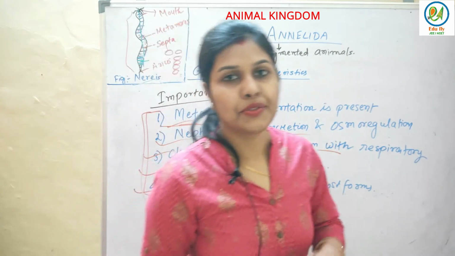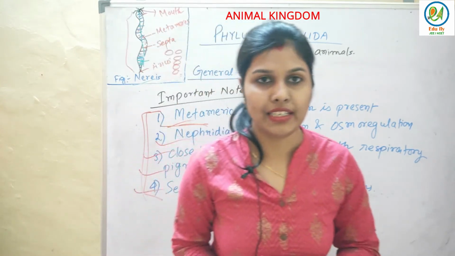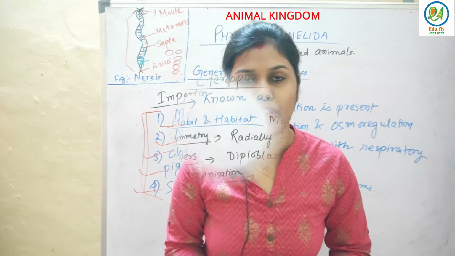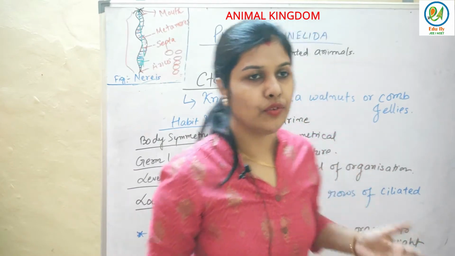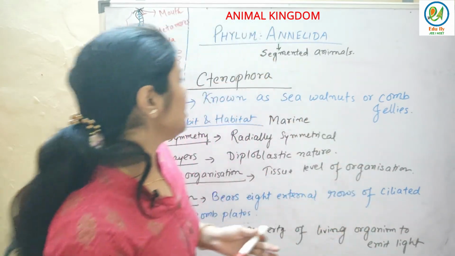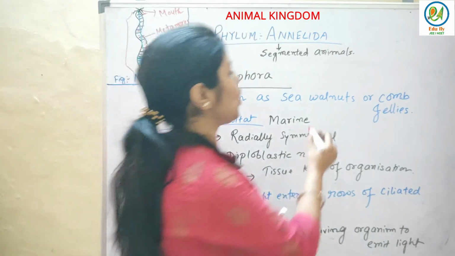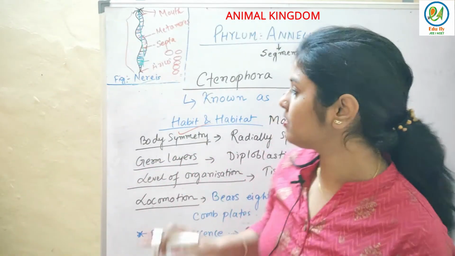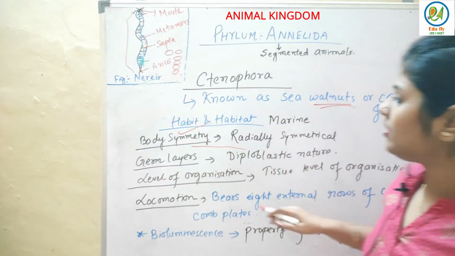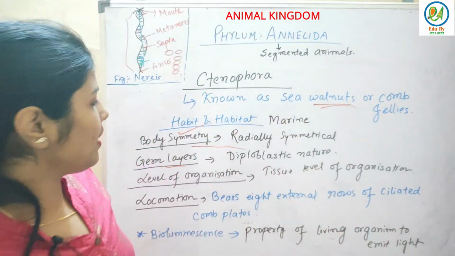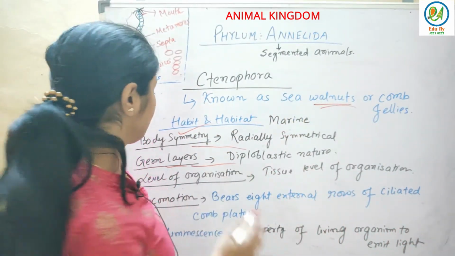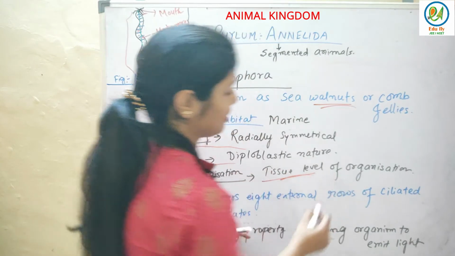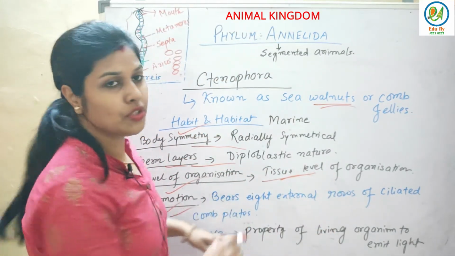Now we'll see about Ctenophora. Ctenophora is a very small part, so I have included it in phylum Annelids itself. Ctenophora is known as sea walnuts or comb jellies. This is the common name. Habitat, mostly they are marine animals. They are radially symmetrical. Germ layers: they are diploblastic, not triploblastic. Level of organization is tissue level. They don't have organ level of organization.